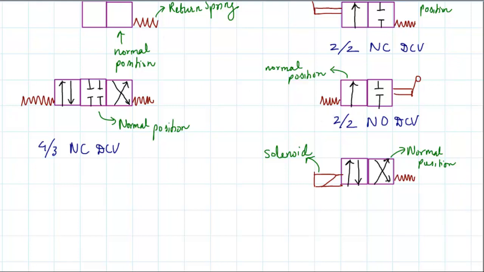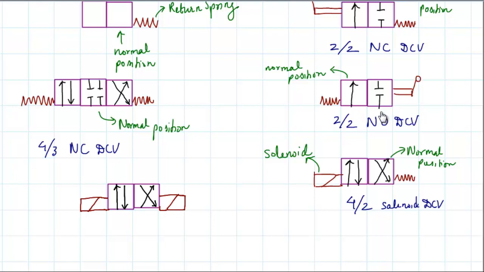Now there can be a double solenoid structure. Let me draw that. Now before that, what will we call this? This will be a 4-way 2 position solenoid DCV. Okay, now let me draw another one.